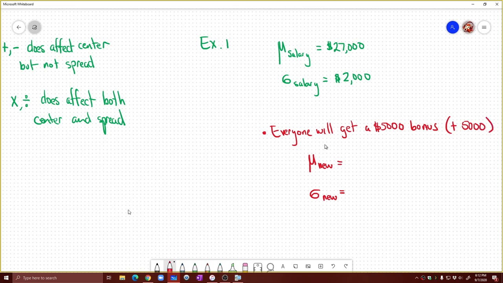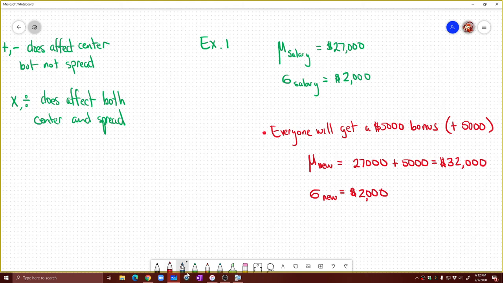5,000. So remember that if we are adding or subtracting, it's not going to affect the spread. The spread will still remain $2,000. But what's going to happen to our center? Well, if everybody went up 5,000, that means the center also moved up 5,000. So I'm literally just going to take my previous center and add 5,000 to give us our new mean of $32,000. The spread is unaffected because we didn't do anything to that.